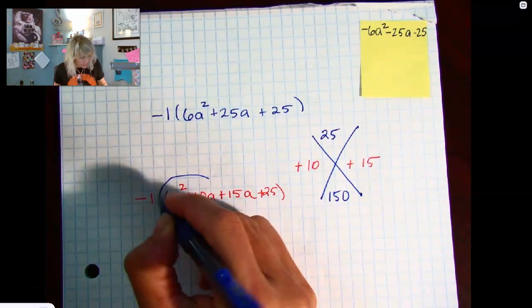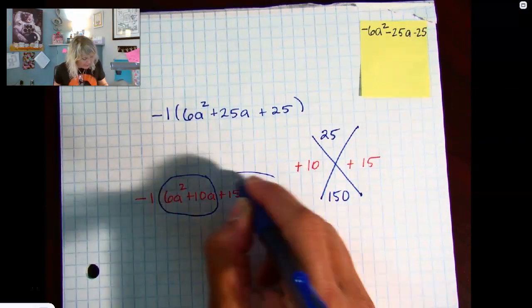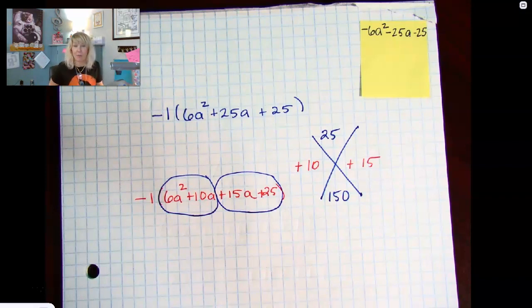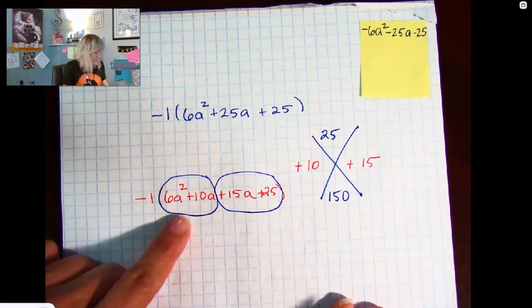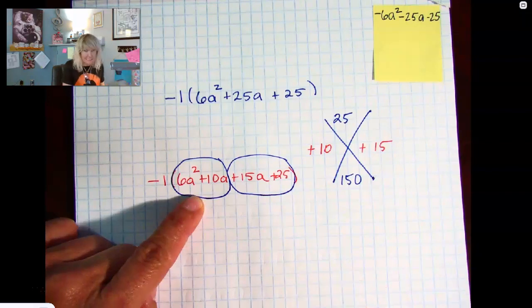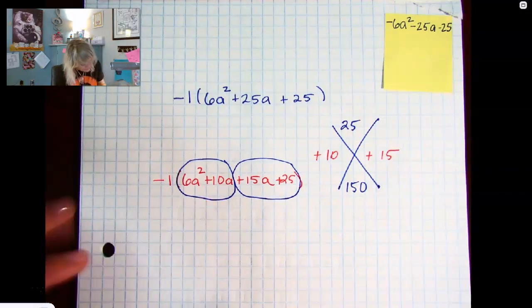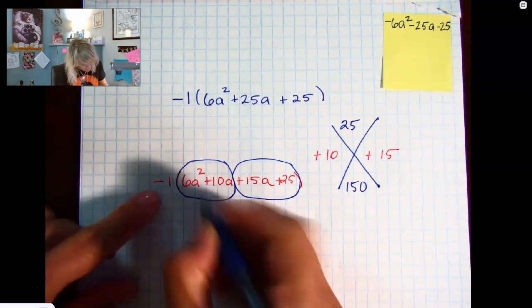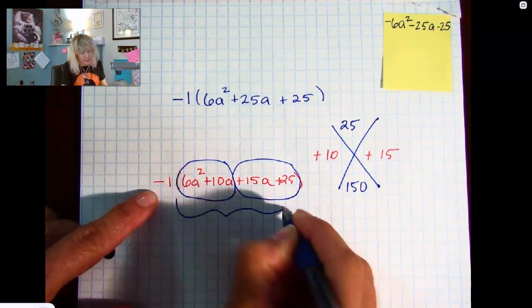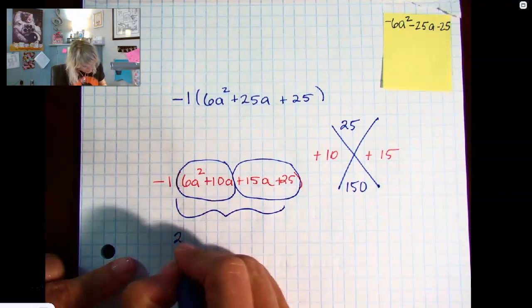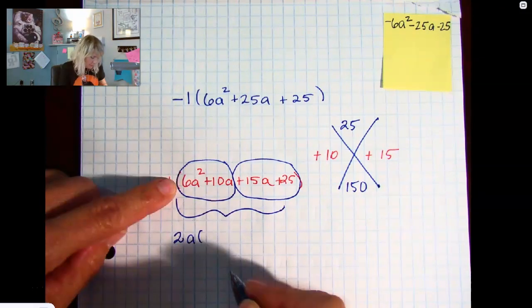So I'm going to group the first two together. I'm going to group the last two together, include that sign. And now it just becomes a GCF problem. So for this set right here, 6a squared plus 10a, the only thing I can take out is a 2a. So I'm going to leave this negative 1 alone for a while. I'm just going to focus on my work inside the parentheses. So remember, we can factor out a 2a, so that's going to leave 3a plus 5.